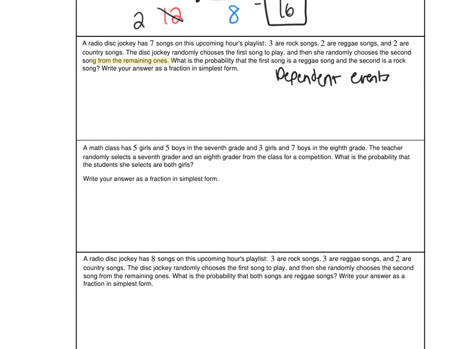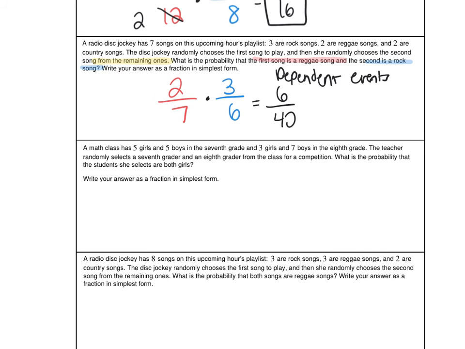They want the probability that the first song is a reggae. So let's make that fraction. So there are 2 reggae songs out of 7 total to pick. So it would be 2 out of 7 times the probability that the second one is a rock song. So again, there are 3 rock songs to choose from, but I don't want to choose that first song that I picked, so I only have 6 songs remaining. There's the dependent events.